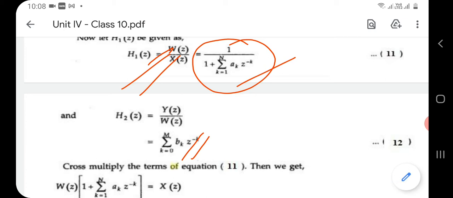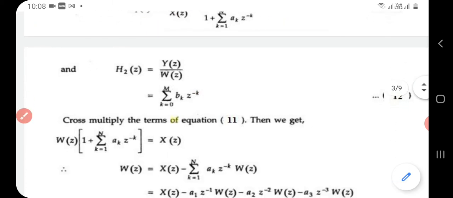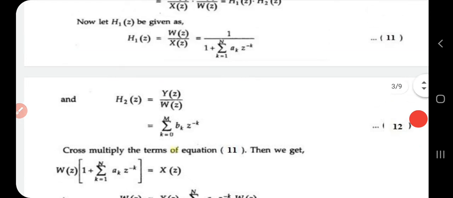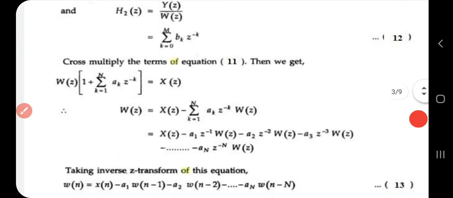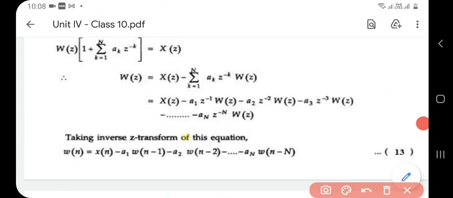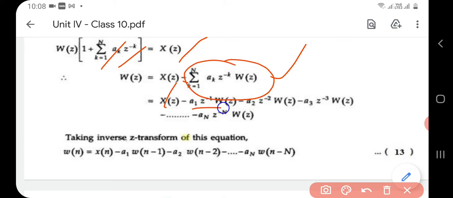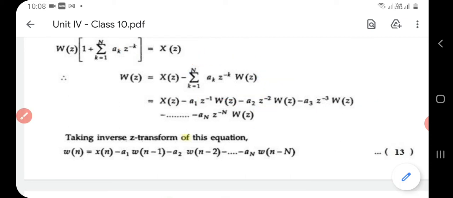Now we are just cross multiplying the terms of equation 11, then we get this equation. From that, W(z) will be X(z) minus this expression, then X(z) is kept as such. Now this one is expressed as this one, so this is actually the time domain representation of this particular term. And now we are going to take the inverse z transform of this equation.